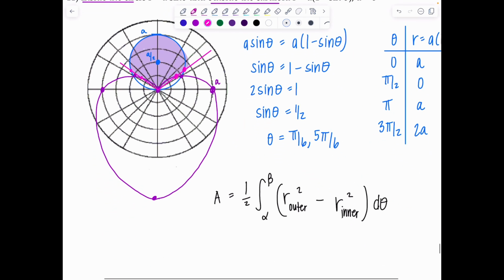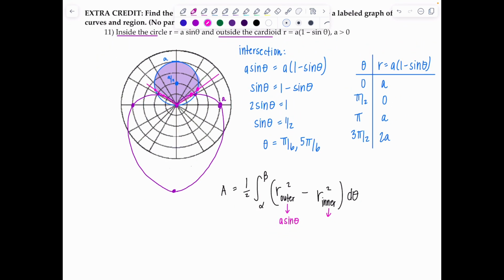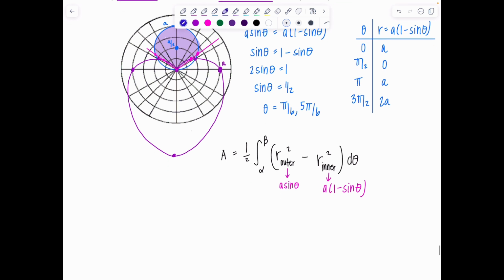Okay, so I could see outer radius is the circle, a sine theta. Inner radius is the cardioid, a times 1 minus sine theta. And what are the limits of integration? Pi over 6 to 5 pi over 6. Okay, so let's set this all up. So area equals 1/2 integral from pi over 6 to 5 pi over 6 of (a sine theta) squared minus (a times 1 minus sine theta) squared d theta.